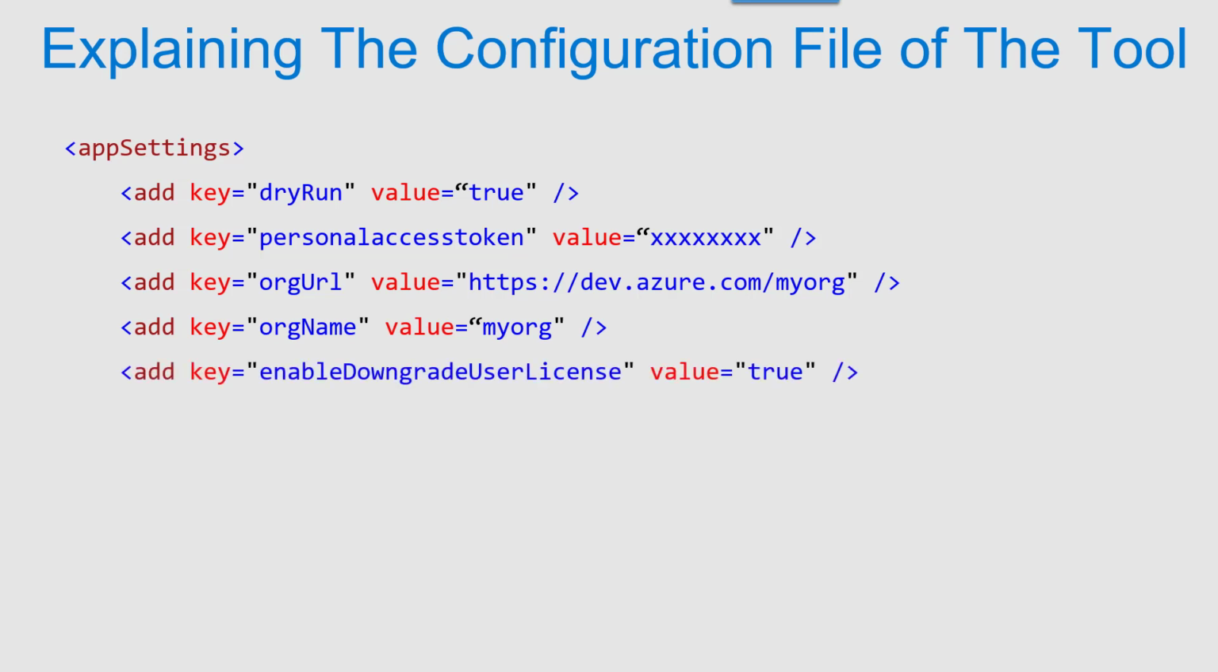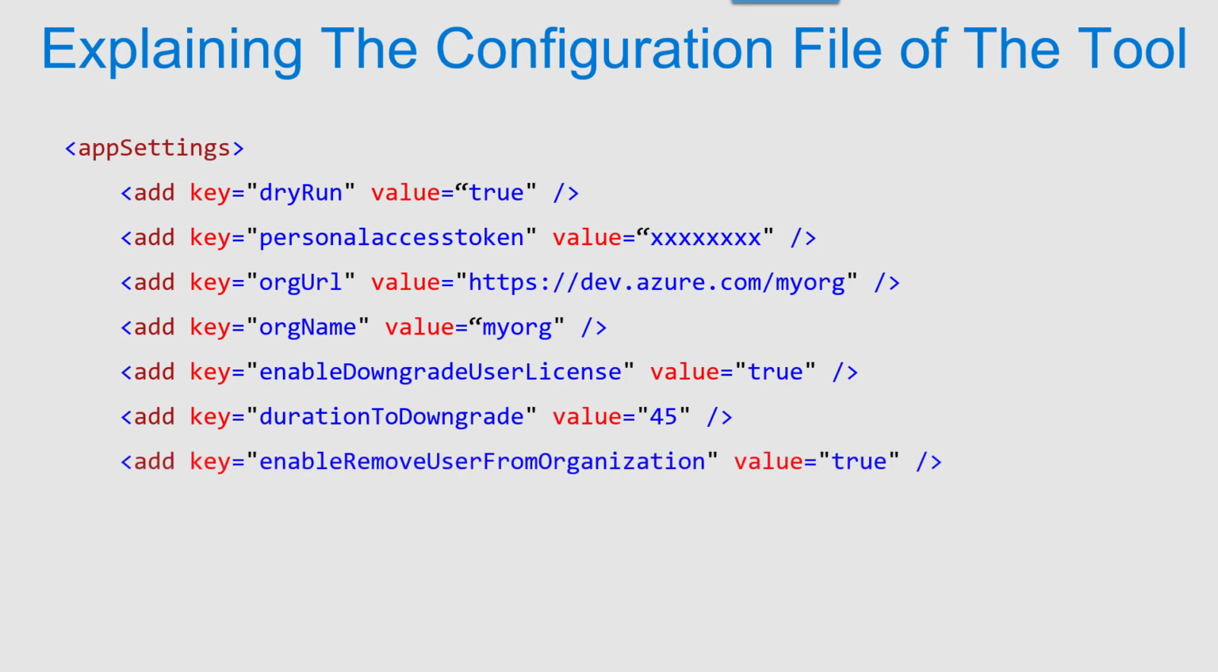Then enable downgrade user license. Setting that to true means that you are going to downgrade the license from basic and basic test plan to stakeholders. If you disable that, it means that you are not going to downgrade the user license. The duration for downgrade is in days. For example, if you find a user that is not using the system for more than 45 days, this will be downgraded from basic and basic test plan to stakeholders. The next one is enable remove user from organization. By default, this is set to true.